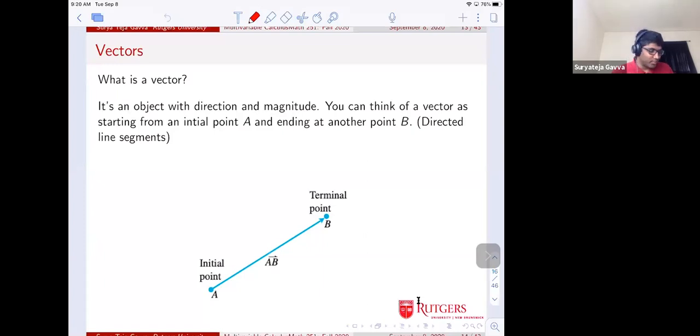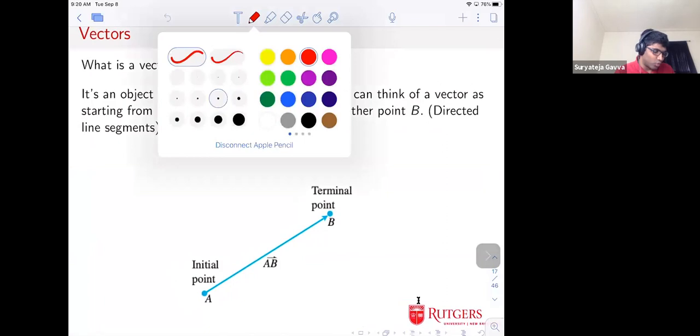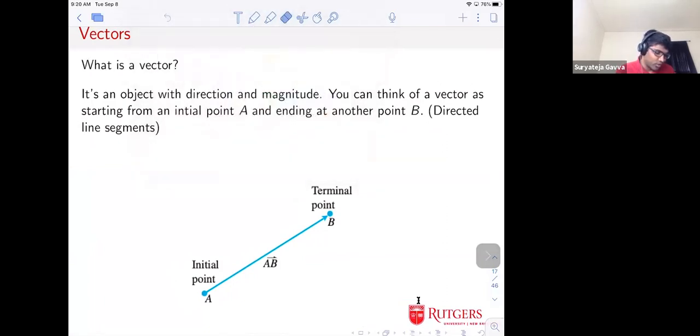The idea is quite simple. We'll discuss the idea of vectors today. The question is, what is a vector? That is the point of today's discussion. You might have heard this word a lot of times, so what do you mean by a vector?